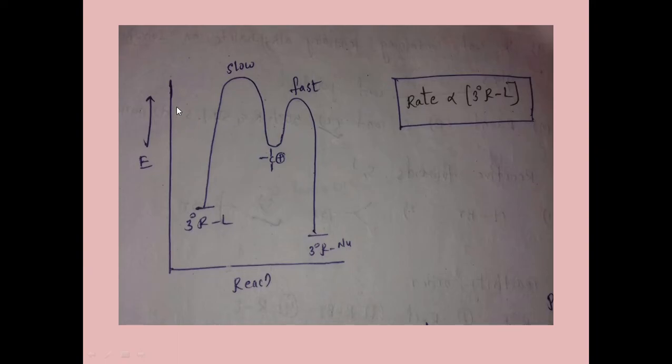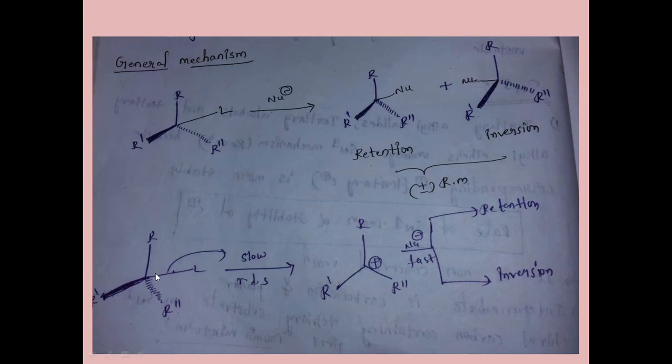This is the graph, how we represent it. We have a tertiary halide and it undergoes a reaction slowly and forms a carbocation. This is the intermediate, right? The first step has been completed. Now in the second step, when we add the incoming nucleophile, that reaction will be faster. The second step is going to be faster. How we will write the rate: rate is directly proportional to the reacting species. The reacting species is the tertiary halide, as you can see here, right?